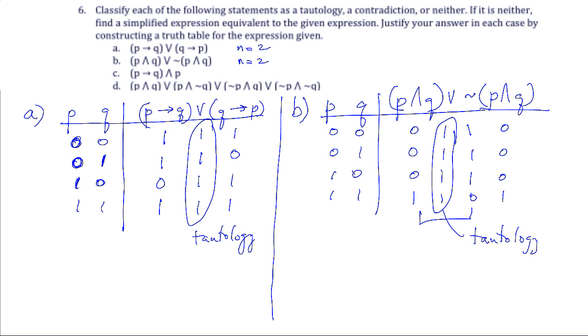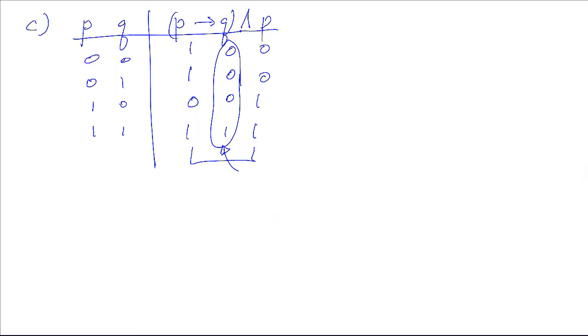Tautology, contradiction, or neither. If it's neither, write a simplified expression equivalent to the given expression. Justify your answer. Let's see. So this whole expression, if P then Q and P, evaluates to 0, 0, 0, 1, which is the same thing as the AND statement. It's only true when they're both true.